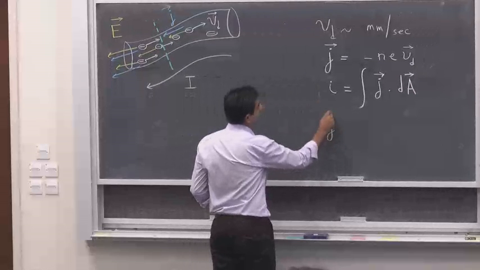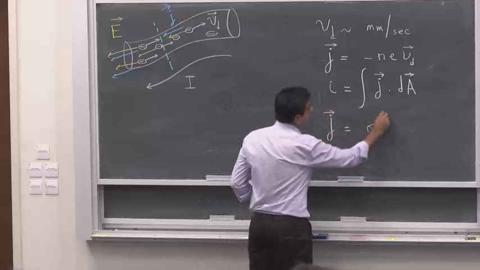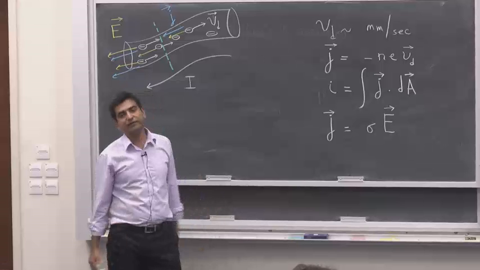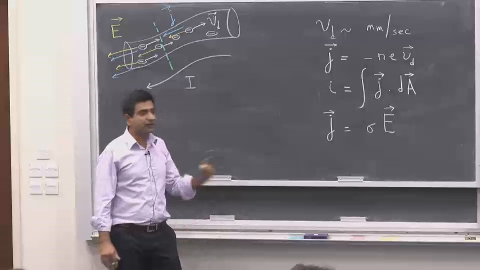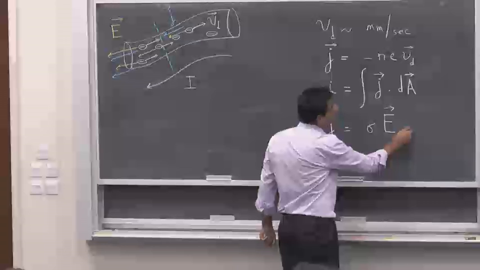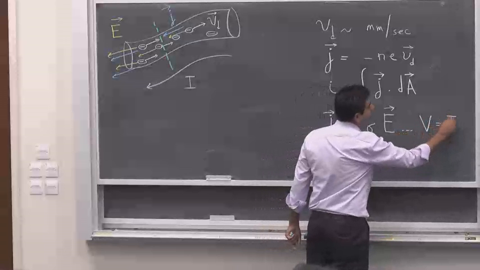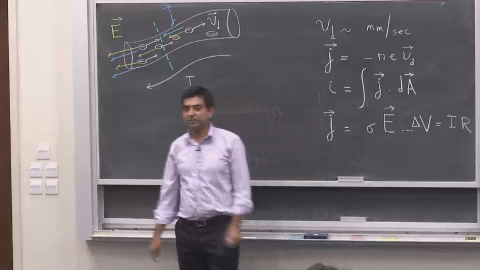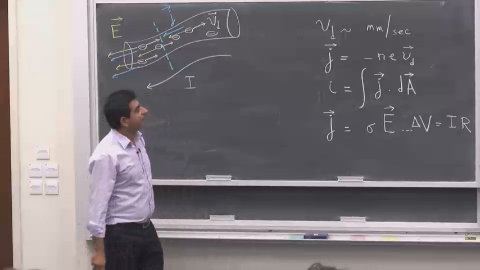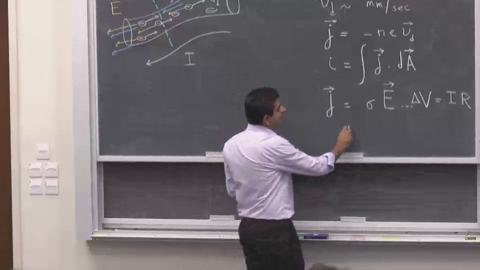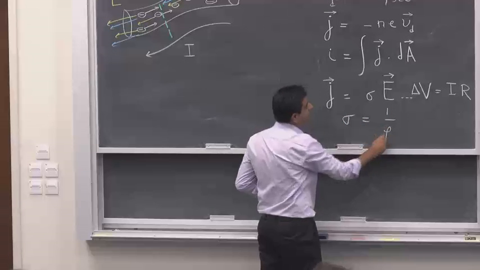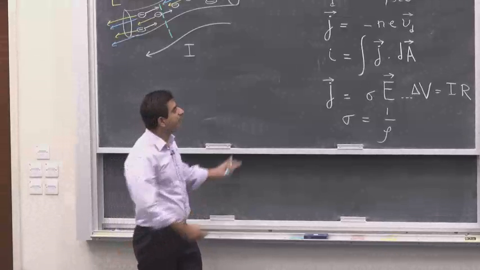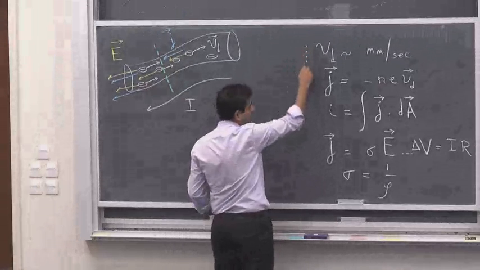We also know that J equals sigma E, where sigma was defined as the DC electrical conductivity of this material. We also derived this relationship, and this was another form of Ohm's law, which was given as delta V equals IR. So we derived Ohm's law in the previous lecture as well. And we also noticed that this conductivity is inversely proportional to the resistivity of the material. So these are the different relationships that we came across in the previous lectures.